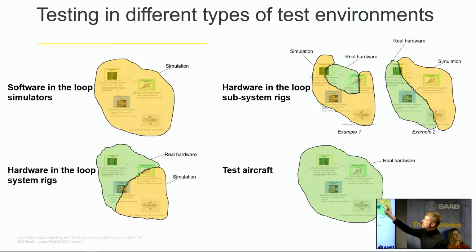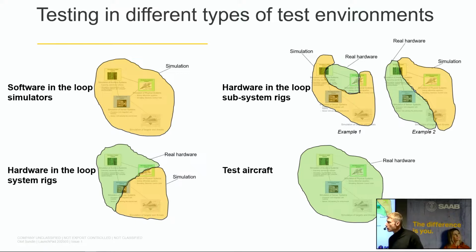And there, for example, if you want to test the fuel system, then you have a test environment with the real pipes and the tanks. But other systems, for example the radar, you're not really interested in that, so that could be a simplified model. And in another test environment, you want to test the radar, and then the radar is real, the computer that is working with the radar, controlling and monitoring the radar is real, and then that's the real hardware. But you're not so interested in the fuel system, so then that could be a model. So we have different hardware in the loop subsystem rigs for different purposes.